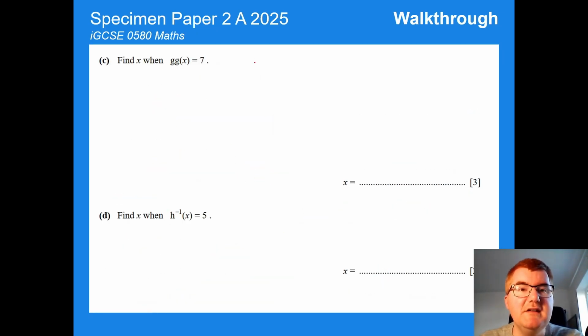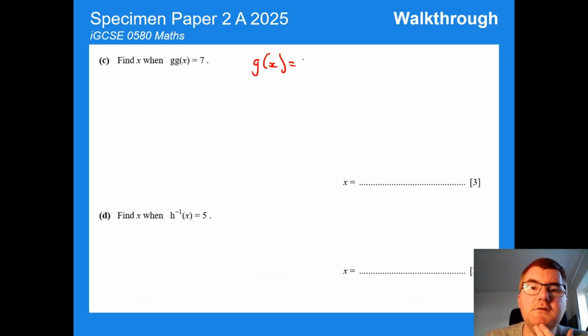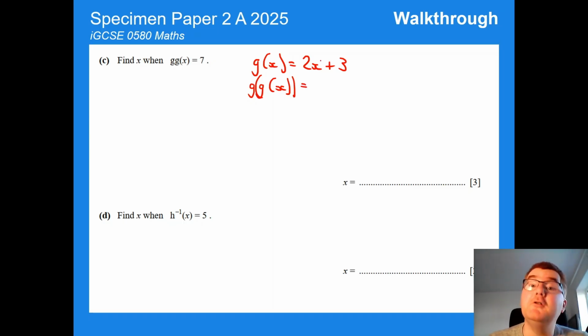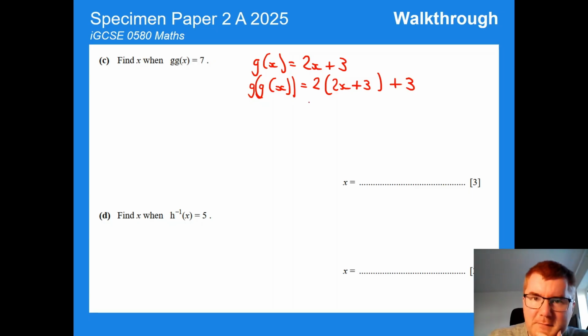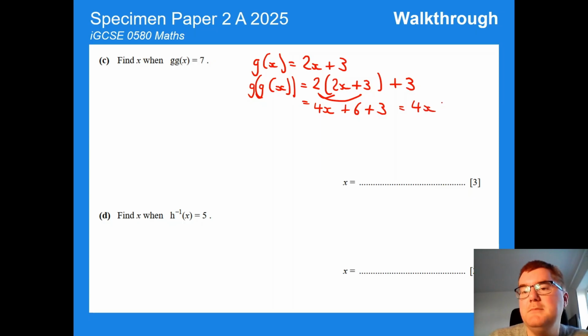So g of x is 2x plus 3. So to work out g of g of x, which is kind of confusing, wherever I see an x, I'm going to replace it with its own function. So what that means is, I write the 2, and wherever I see an x, I'm going to put a 2x plus 3. And don't forget, I already have a plus 3 here as well. Kind of a bit confusing. Now we multiply out the brackets. So 2 times 2x is 4x. 3 times 2 is 6. Then we add the 3. That gives us 4x plus 9.